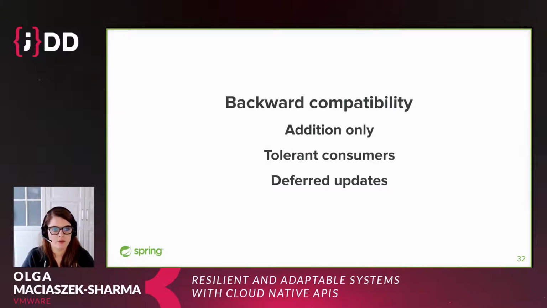I have put here three that are often used. One is addition only. With this approach, we don't ever remove anything from the API and only add. Another one is tolerant consumers.